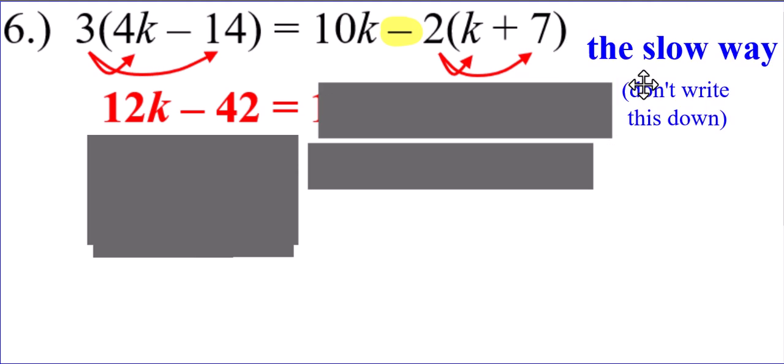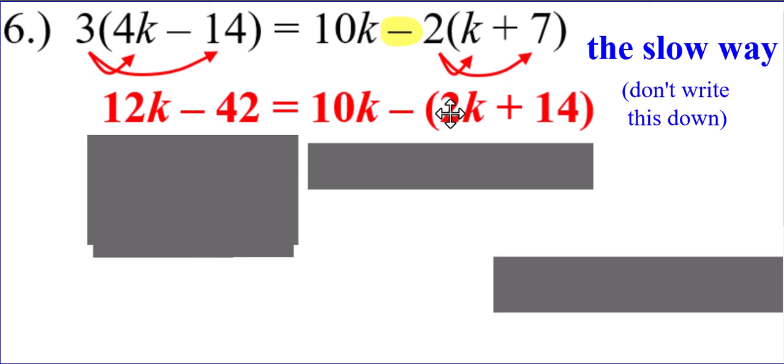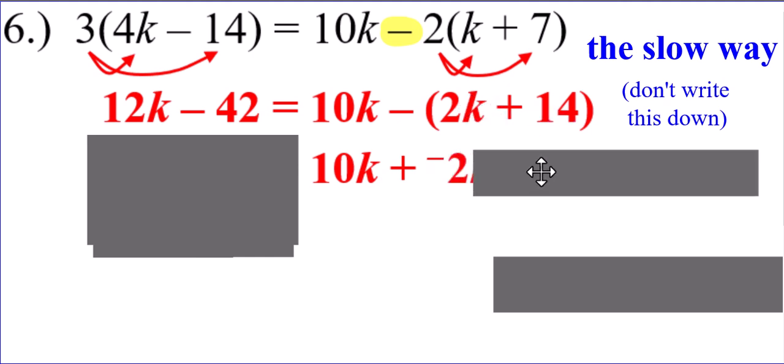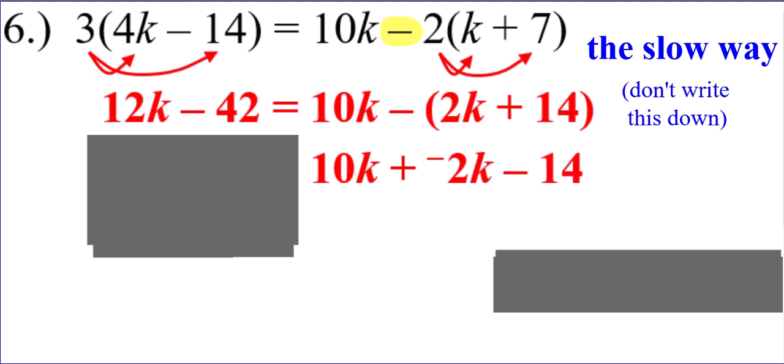The slow way of doing this, do not write this down. So put your pencil down and just watch me do it. 2 times k, 2 times 7. 2 times k is 2k, 2 times 7 is 14, but that's being subtracted away from 10k. Believe it or not, you would need parentheses since there was subtraction to the left. The parentheses still matter. And then you would add by the additive inverse of 2k plus 14. The additive inverse of 2k plus 14 is negative 2k minus 14.